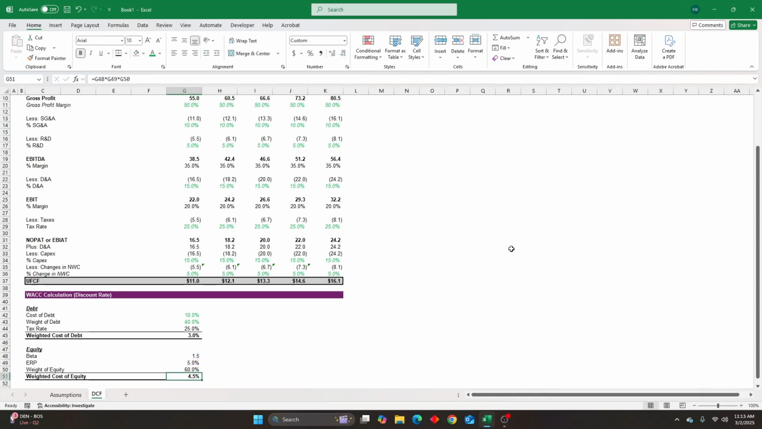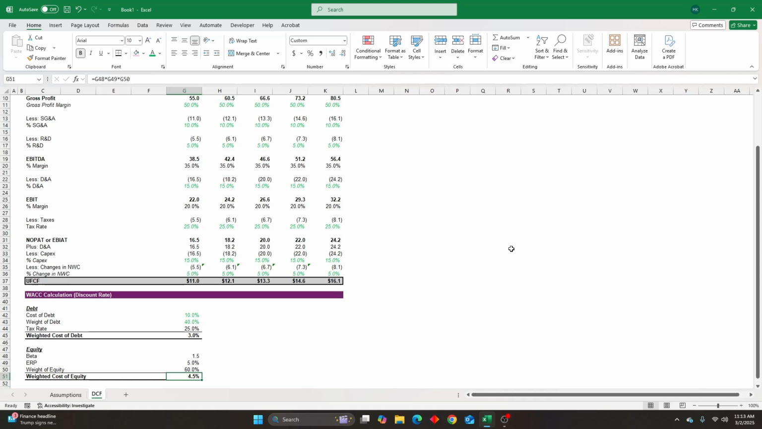And so the way to think about the equity risk premium is it's the excess return that investors expect for investing in equities as opposed to treasuries or other risk-free instruments. Typically this will sit between 4 and 6%. In this case, I just assumed that we use an equity risk premium of 5%, but it'll typically sit somewhere in the 4 to 6% range.